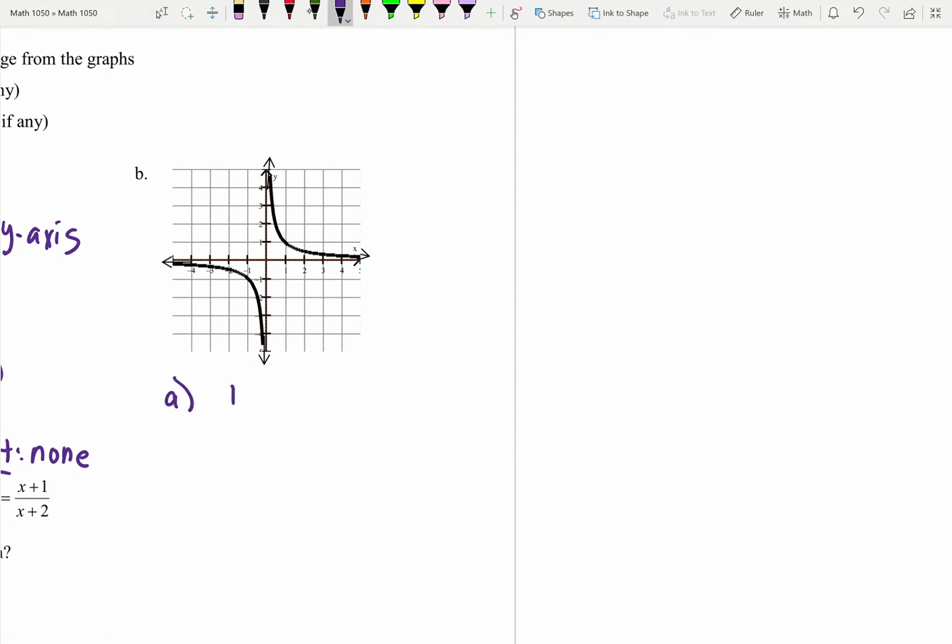Okay, here we go with question B. Part A. Find the domain. Start to the left. Move to the right. Figure out what's included and what's not. Is the domain everything? No. It's everything but 0, right?